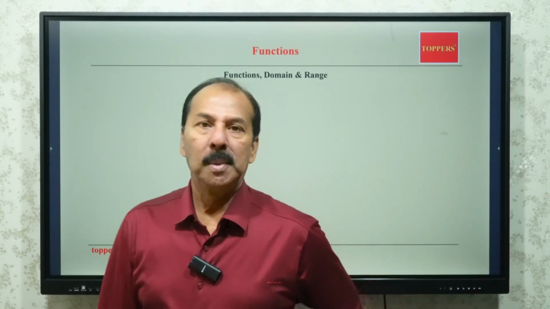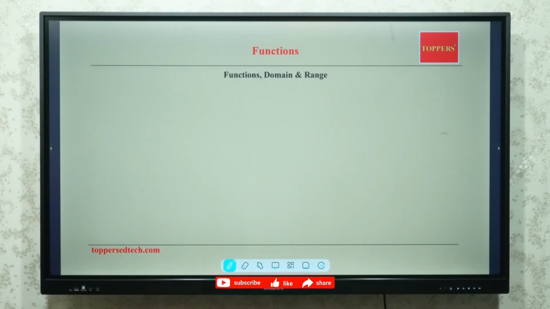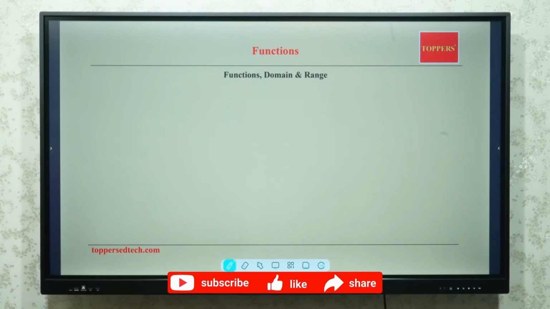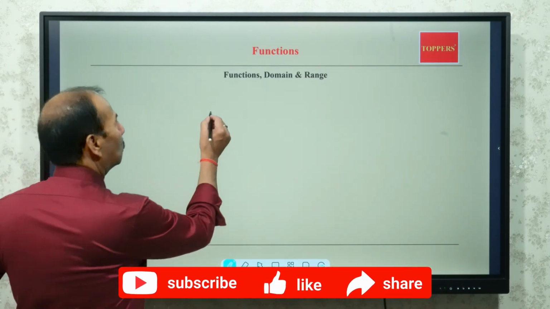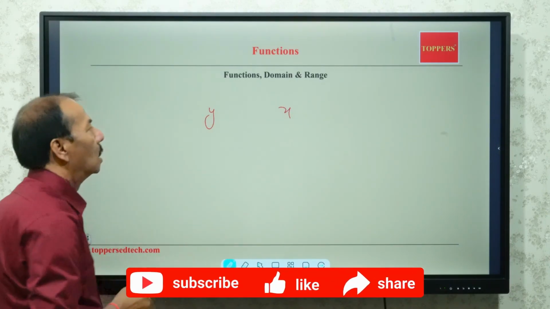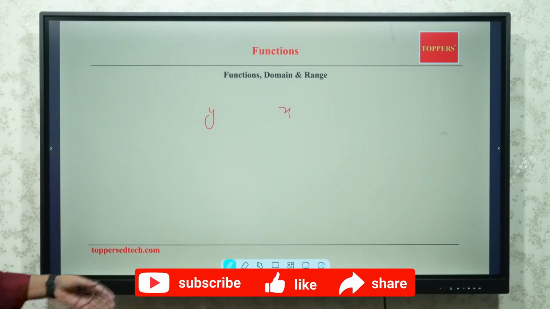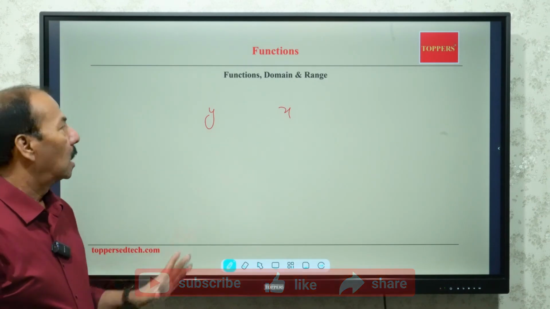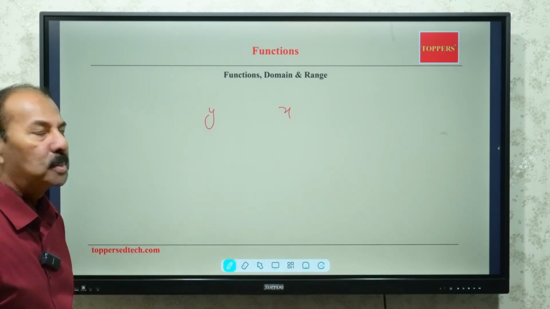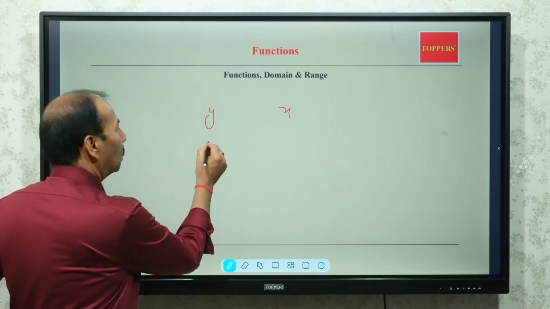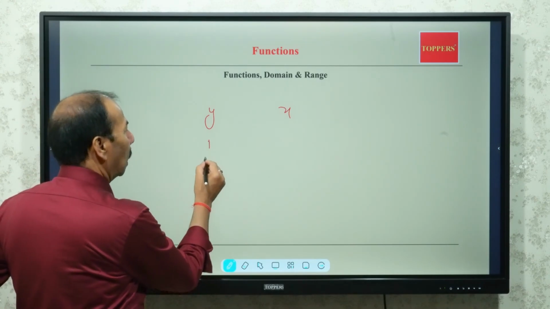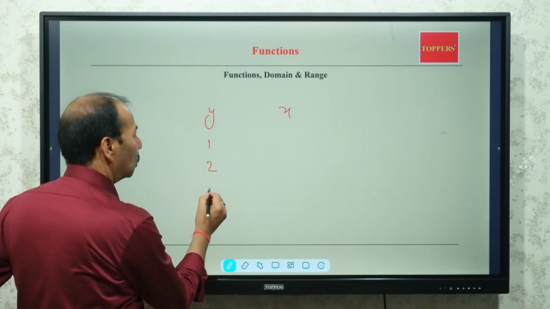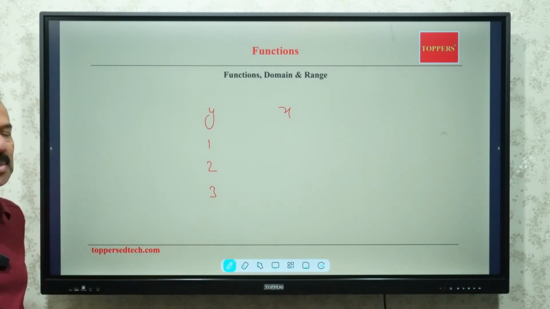Hi everyone, today we will discuss functions, domain, and range. To describe these concepts, let us take two parameters, suppose y as well as x. Here there is no relation between y and x. We can take any value of y. Suppose you want to take 1, you can take y is equal to 1, you can take y is equal to 2, you can take y is equal to 3, and so on.